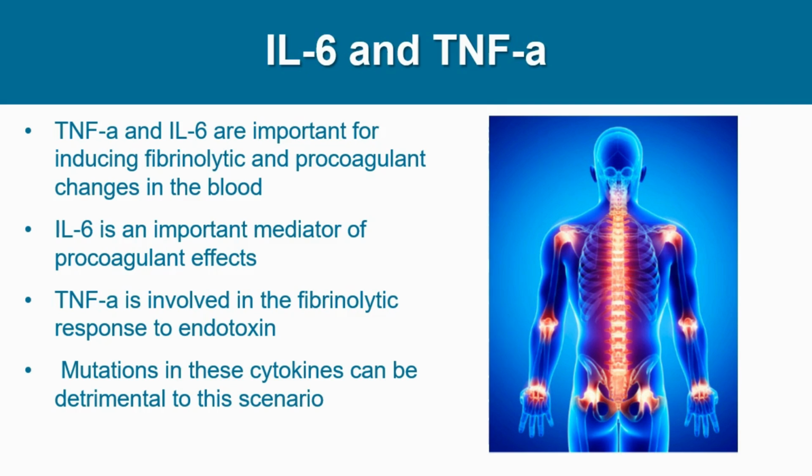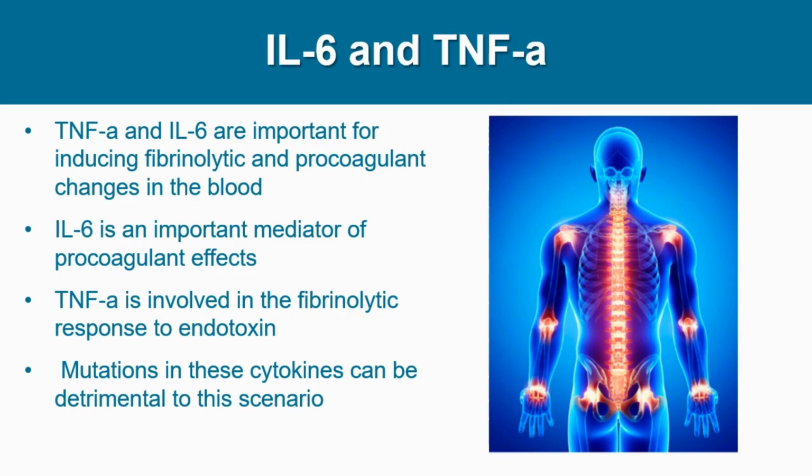TNF-alpha and IL-6 are important for inducing fibrinolytic and procoagulant changes. There's another cytokine, though, I have to talk about, IL-6, interleukin-6. Very, very common. A lot of mutations in this one I see a lot, too. It is an important mediator of procoagulation, and then TNF-alpha, which I mentioned before, is involved in fibrinolytic response to endotoxins, and so any mutations in these cytokines can be detrimental as well. And I have to be honest, I do see people who have mutations when we run nutrigenomic testing on them.